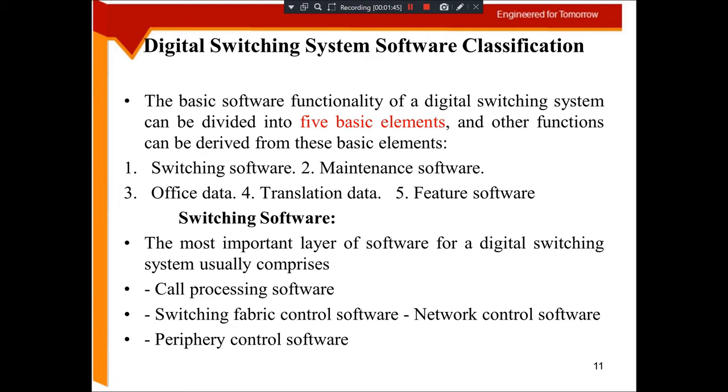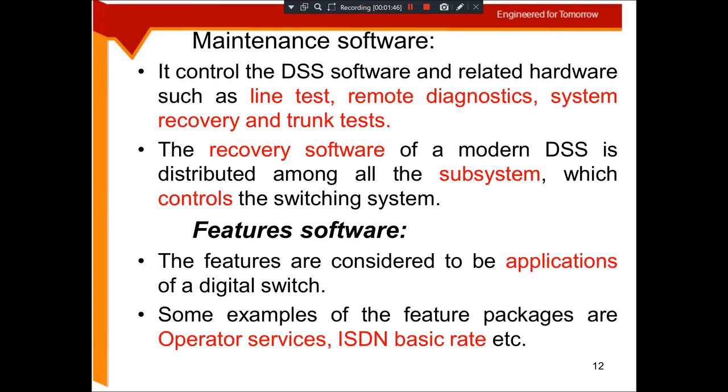Okay. Next, maintenance software. It controls the digital switching system software and related hardware such as line test, remote diagnosis, system recovery, and trunk test. The recovery software of the modern digital switching system is described among all the subsystems which control the switching system.